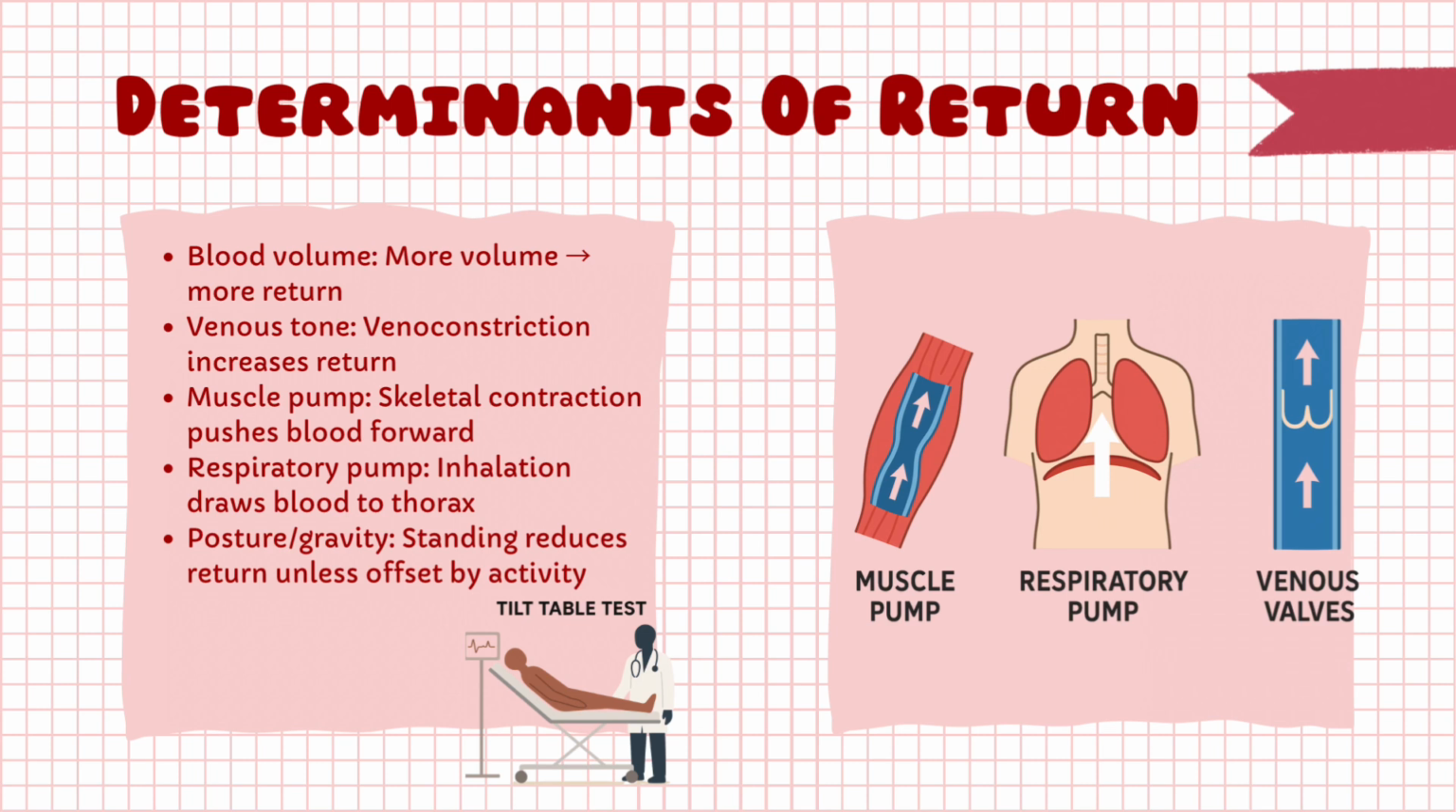Fourth is the respiratory pump. During inspiration, pressure in the thoracic cavity decreases. This creates a suction effect that pulls blood toward the heart. Finally, posture and gravity affect venous return. Standing reduces return due to pooling of blood in the lower body, unless offset by muscle contractions. Together, these mechanisms help maintain adequate preload, especially during changes in body position or activity.